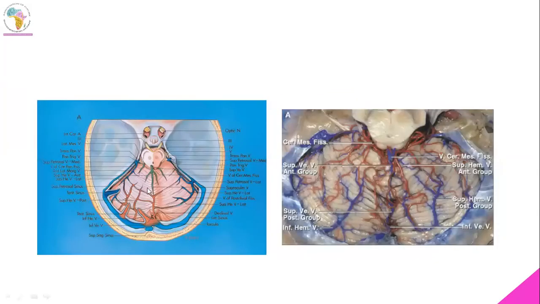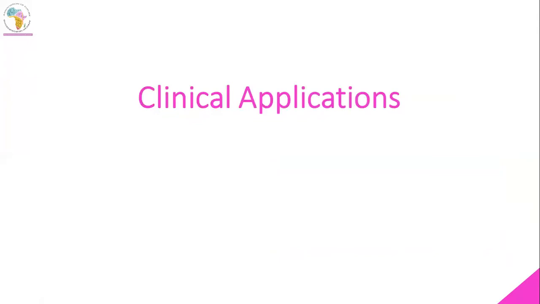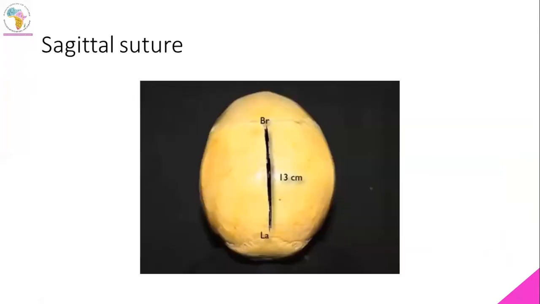This is another image to show you that we have different groups of venous drainage, either into the torcular herophili or the vein of Galen, or towards the superior petrosal sinus. Regarding clinical application, we have certain craniometric or surface markers for the important venous structures.